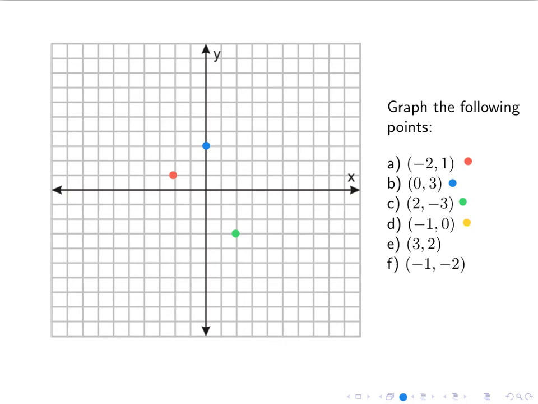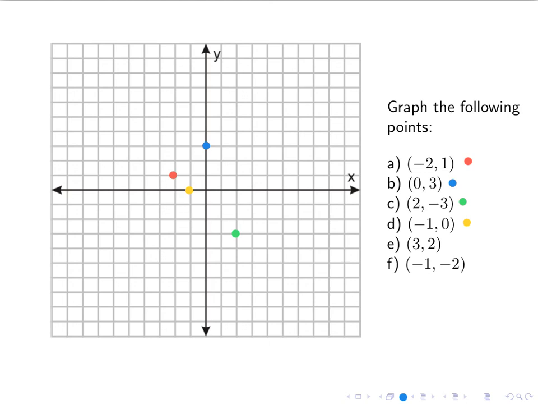The next one, D, I'm going to do in yellow. So -1, 0. So this time the y value is 0. So I'm not going to move up or down. And I'm only going to move to the left 1. So I have a negative x value and y is 0.